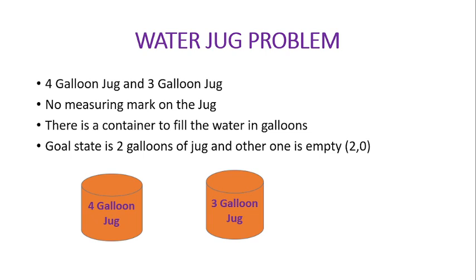Now the third point is, I want to reach the goal state where one jug contains only 2 gallons of water and the other jug is empty. So we need to empty the second jug. That means my goal state is 2, 0. That state I must reach. So this is the problem. Now let's check how we will solve it.